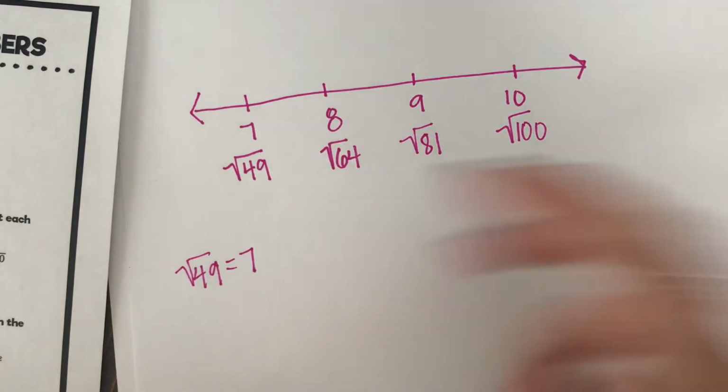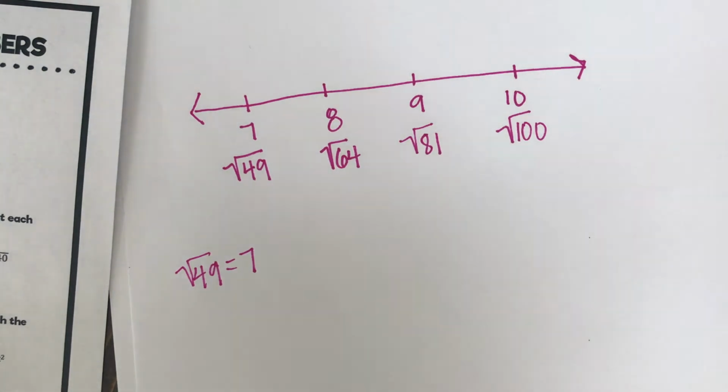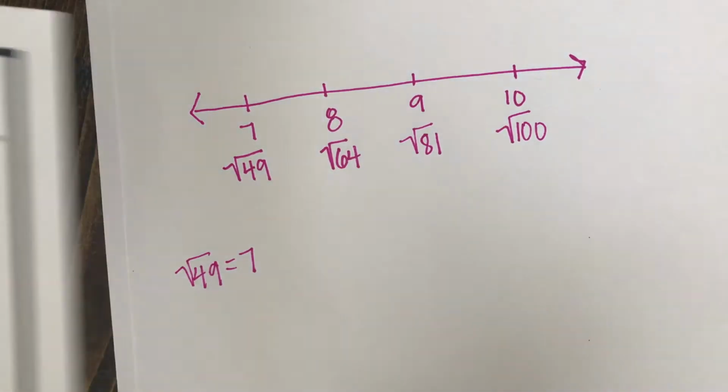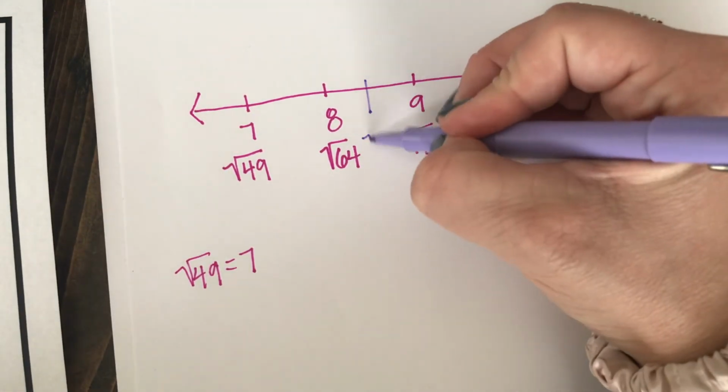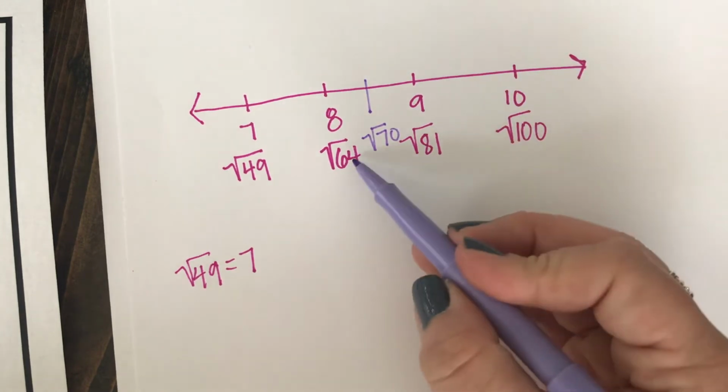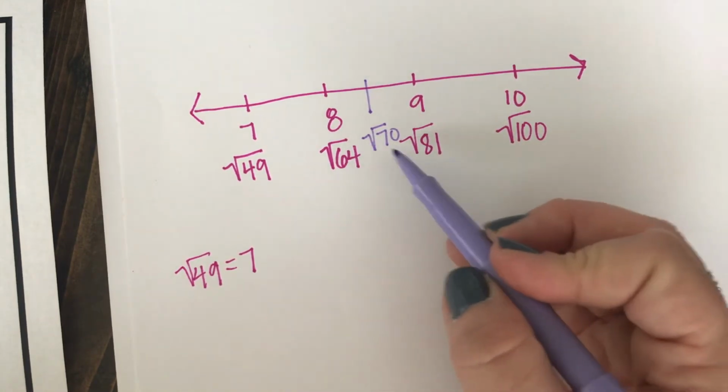So when it asks you to find two consecutive whole numbers that each number is in between, what you want to do, so like this one, the square root of 70. Well, here's the square root of 64. Here's the square root of 81. So the square root of 70 would have to go somewhere in between these two.